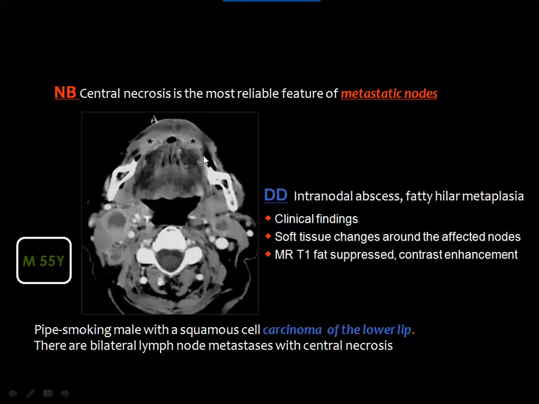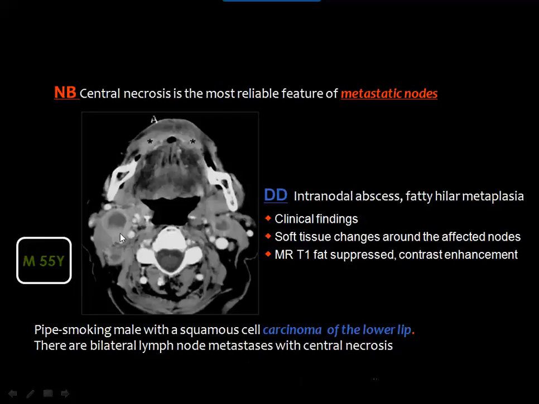In this case, the asterisks show an enhancing mass, and this mass is a neoplastic lesion affecting the lower lip, and here you can see bilateral necrotic nodes, especially on the right side. They are large, and this is the usual appearance of metastatic nodes.